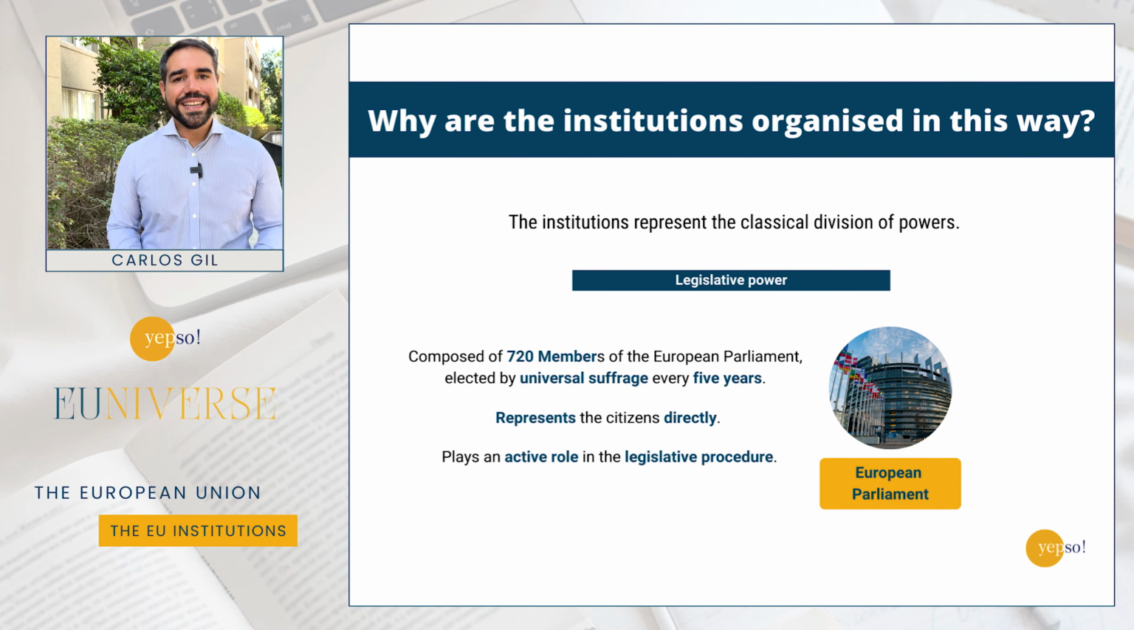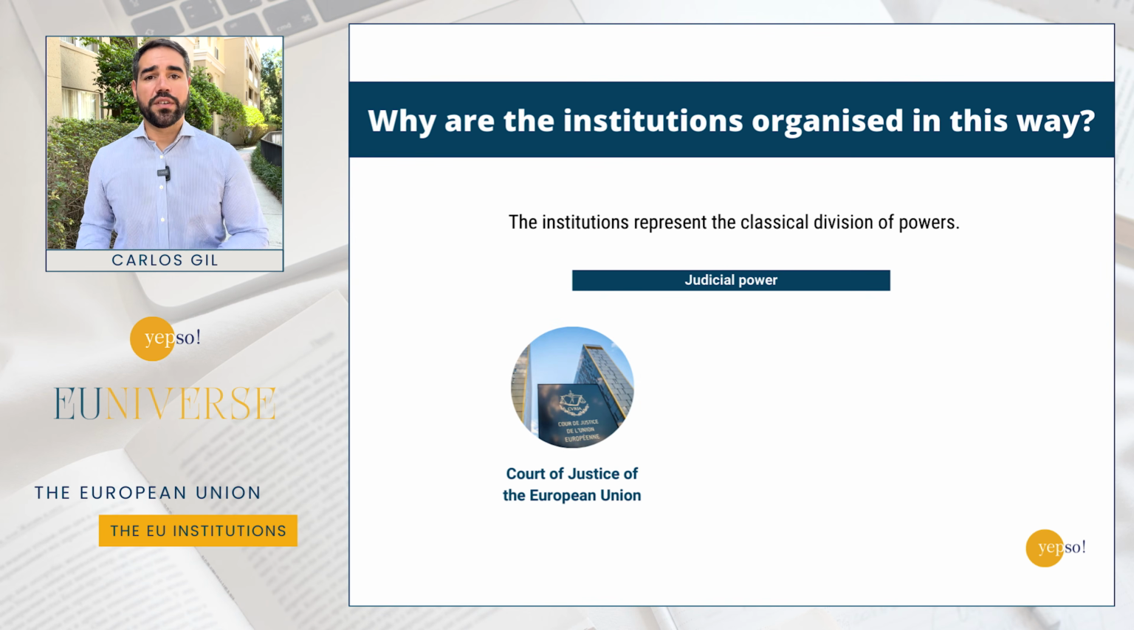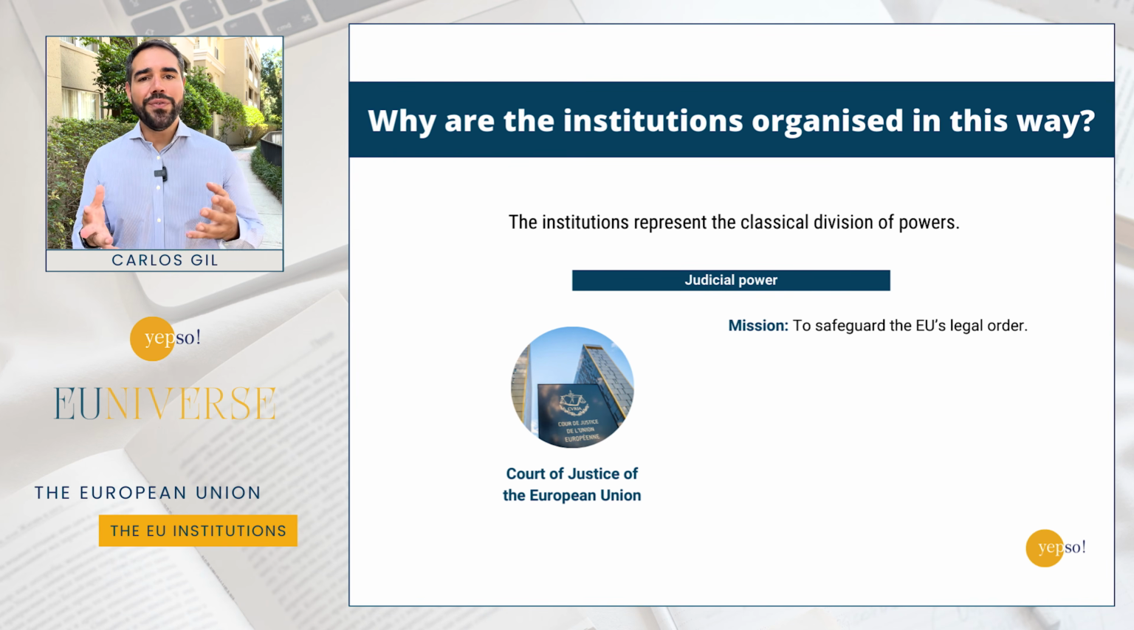As you can see, the European Parliament is a key institution and a very neo-functionalist one. If we turn to the third classical power, the judicial power, we necessarily have to look at the Court of Justice of the European Union. It is the guarantor of the EU's legal framework, which, by the way, takes precedence over national legal orders on the basis of the principle of primacy of EU law.